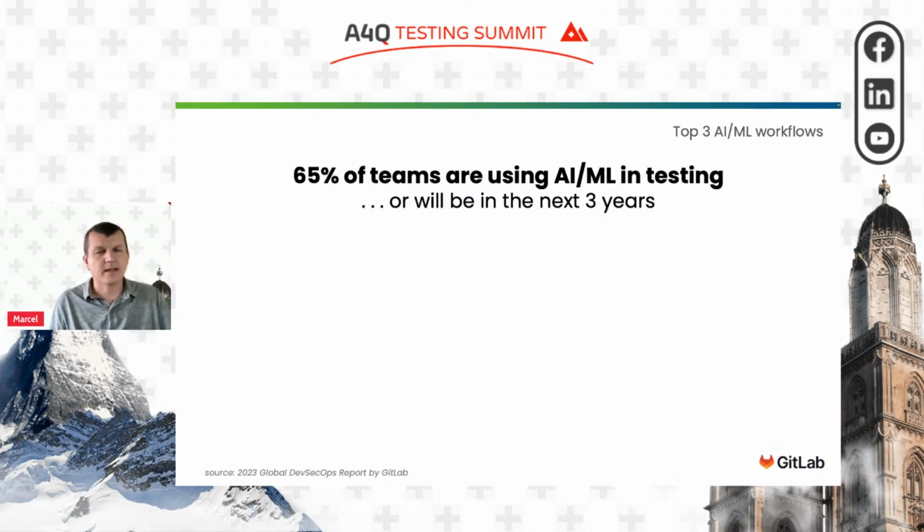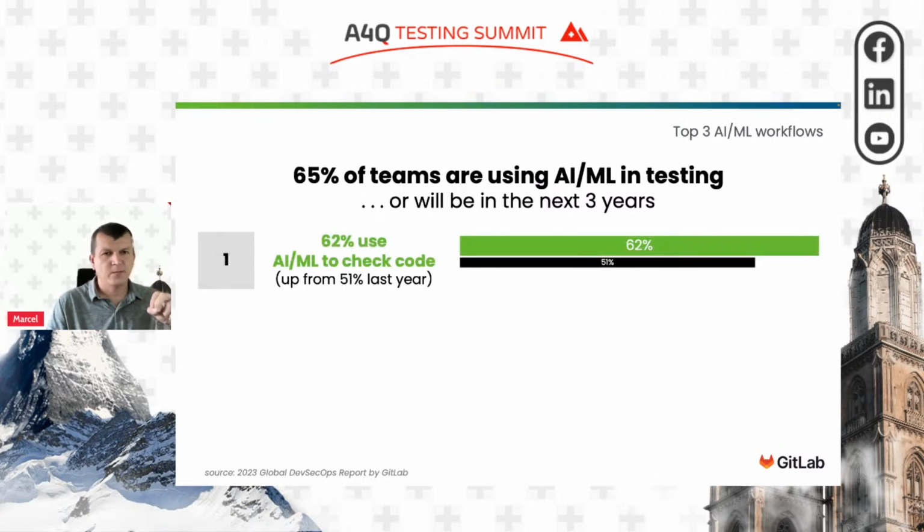And I decided that the first interesting answer is that 65% of the team says, yes, we are using it, or we will definitely be using it in 3 years. I also decided to bring the top 3 workflows, which is a kind of strange word for me, but those are 3 different ideas people think might be the right candidates to apply AI and machine learning. First one is that the quality of code might be checked by AI and machine learning.